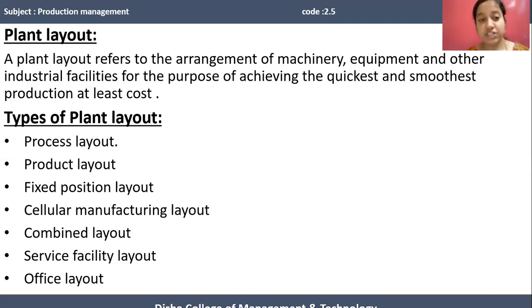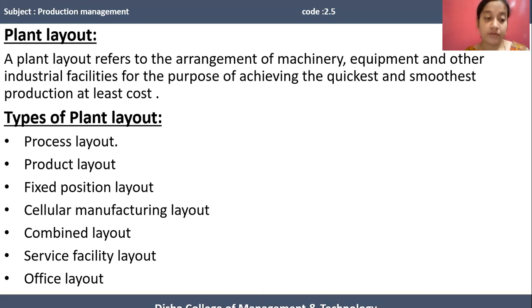Means the manufacturer, for producing a certain product, arranges everything by using the concepts of product layout and process layout. For certain parts' production they use process layout, and for certain parts' production they use product layout. Next one is the service facility layout.